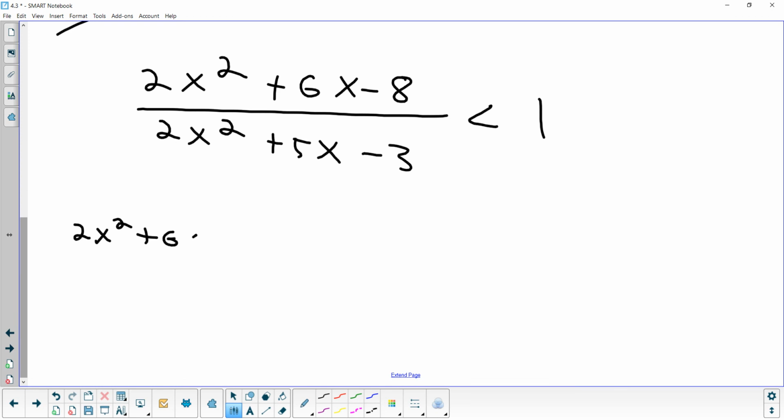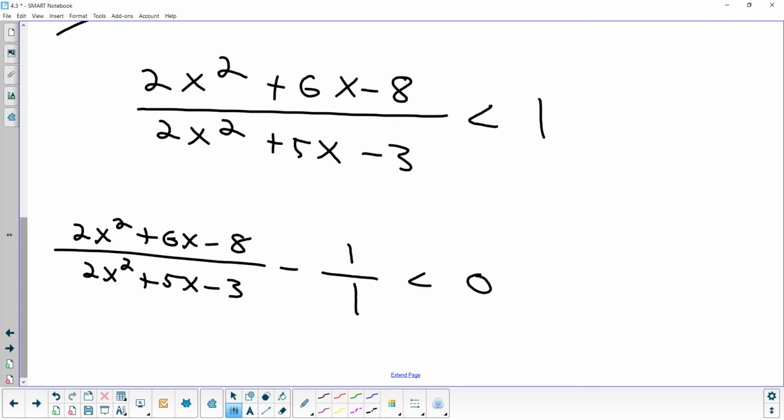So I would have 2x squared plus 6x minus 8 over 2x squared plus 5x minus 3, and now you're subtracting 1. I'm going to write it like this. You can't just subtract 1 from the top or the bottom, because in order to subtract 1 there, what do I need to have? Yep, a common denominator. Chances are, once you find a common denominator, it's going to be very factorable. It's not going to come out messy. In fact, it has to be factorable.